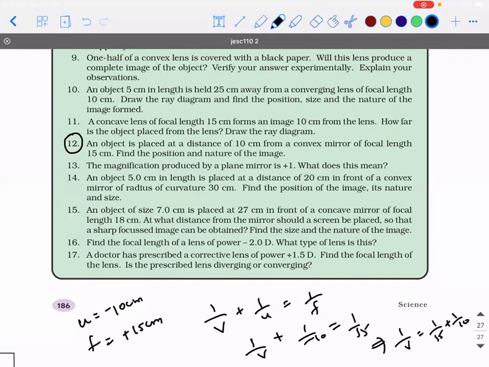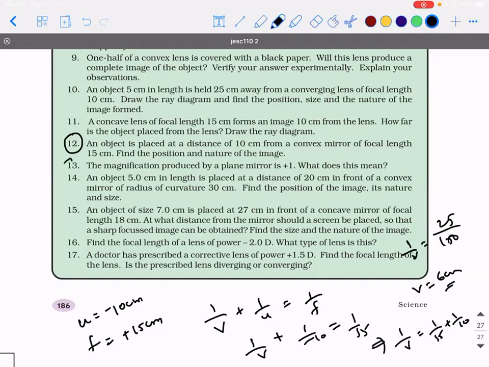How much is the answer? 25 divided by 150. Correct, 1/6. So 1/v is equal to this thing, so v is equal to 6 centimeter. Correct. So find the position and nature of the image. Position is 6 centimeter. Nature is virtual and erect. Suppose they ask you magnification. Magnification is going to be 6 by 10, which is 0.6. 0.6 is also less than 1.